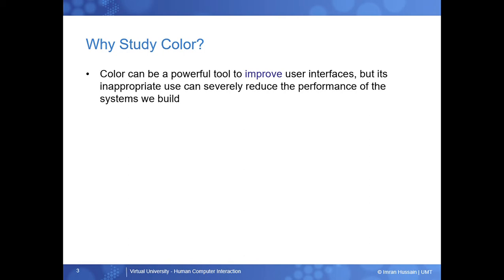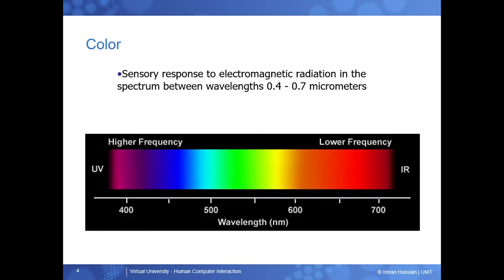Okay, so colors are the sensory response to electromagnetic radiation in the spectrum between wavelengths 0.4 to 0.7 micrometers. So this is in nanometers. So you have the UV. The higher frequency is like the violet, magenta thingy. Then the lower frequencies are the reds.